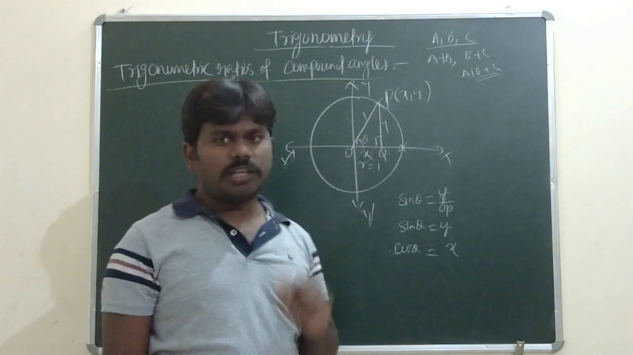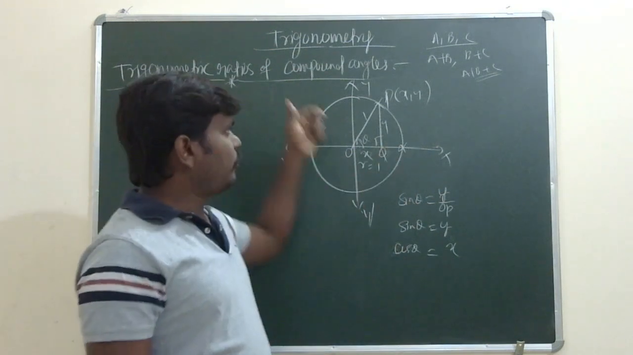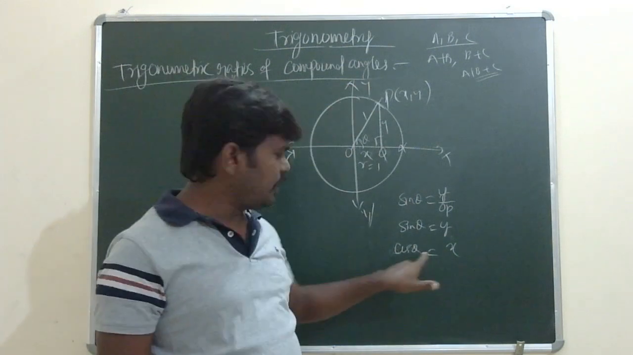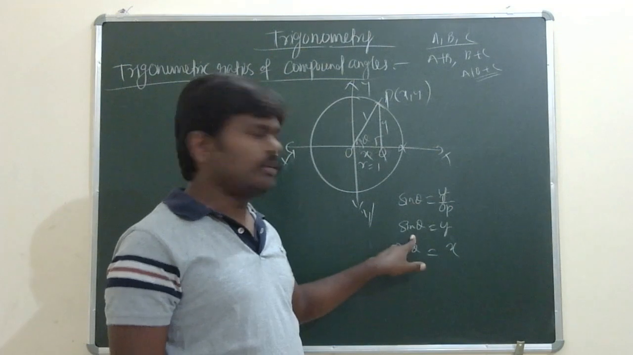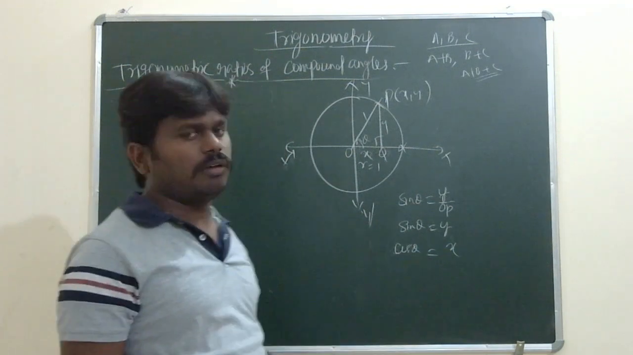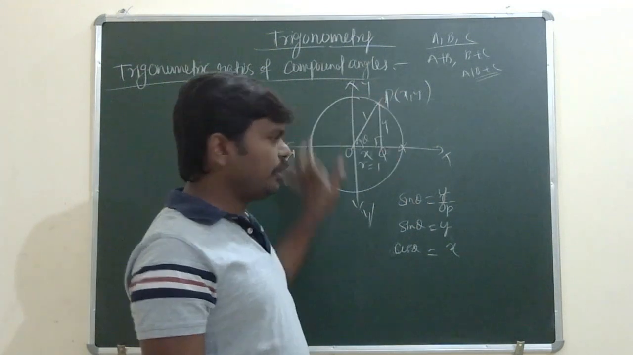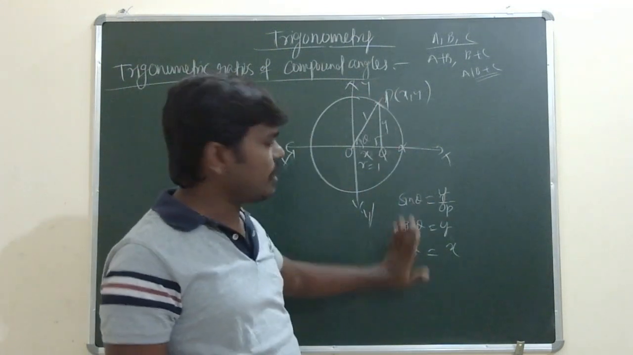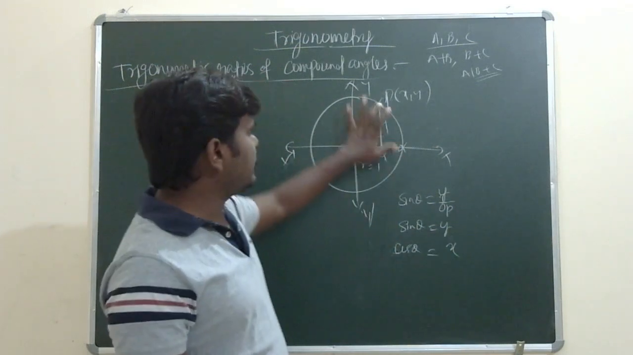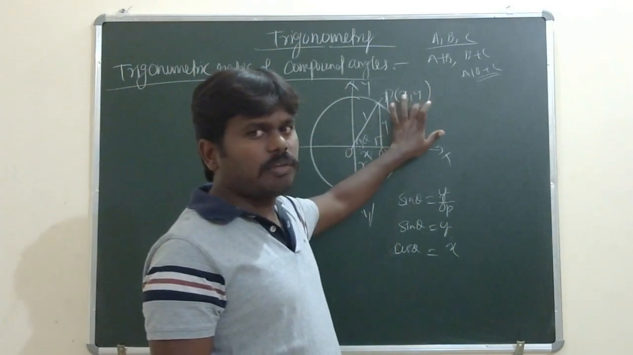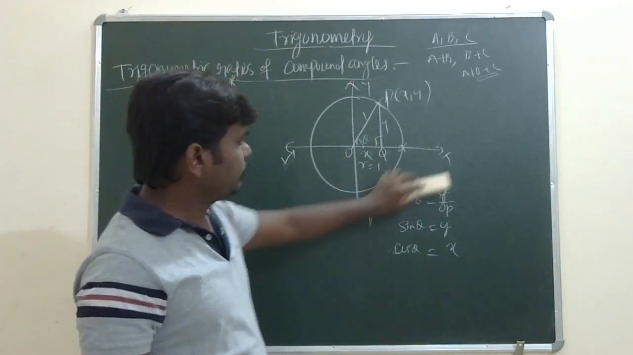We have got that when you take a point in the Cartesian plane, the first coordinate is nothing but cos theta and the second coordinate is nothing but sin theta. So from now onwards, when you take a point in any quadrant, we will take cos theta as the x coordinate and sin theta as the y coordinate. Based on the location of the point, the sign may be different.